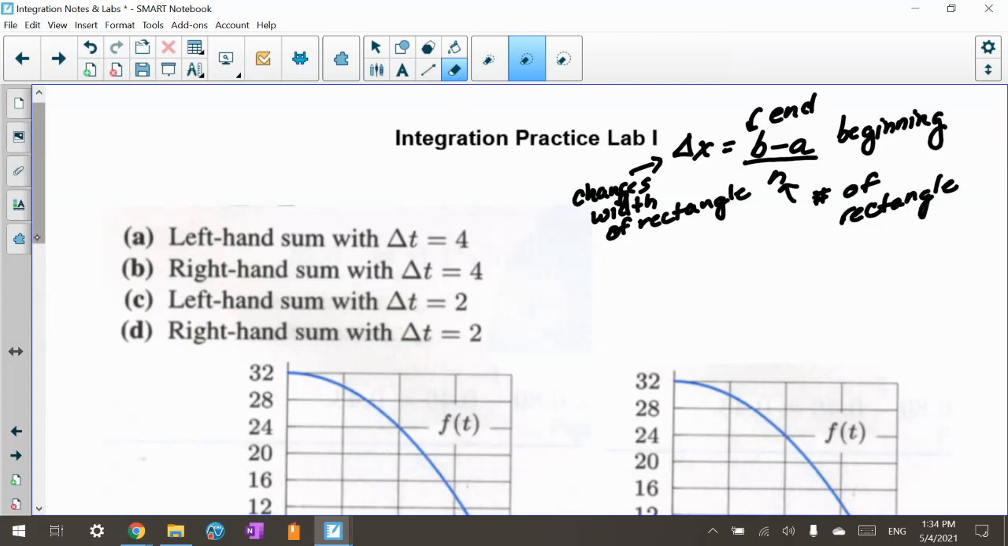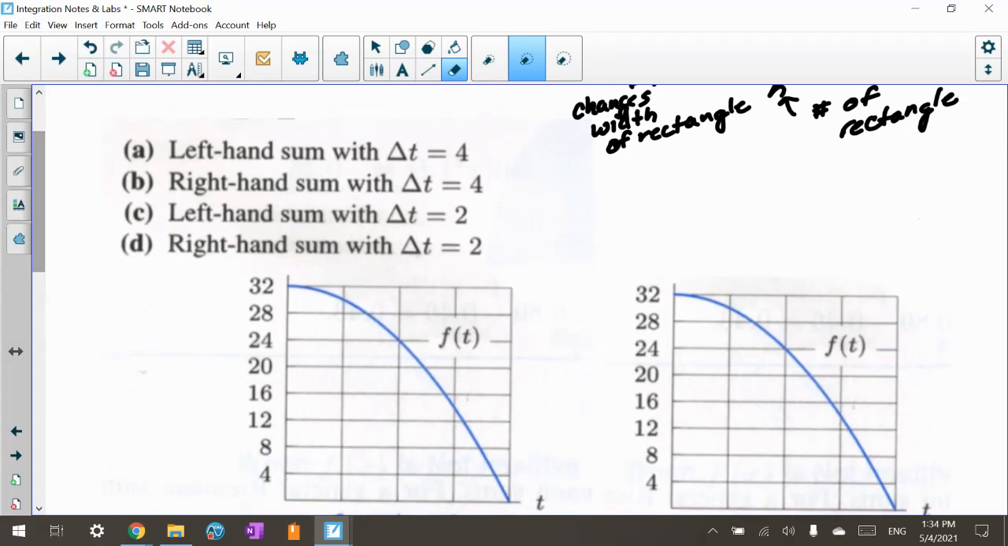So for A, all I did was scan this in from a book, and I actually scanned it in 4 times so I could draw on it. They want me to do the left-hand sum. Now remember, the left-hand sum comes from the left. I'm doing a sum where delta t equals 4. First we have to use delta t equals 4 and look at my interval to figure out how many rectangles I'm going to have.